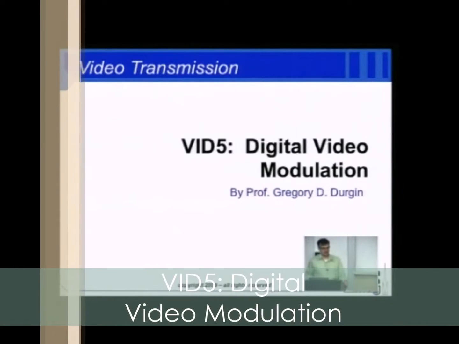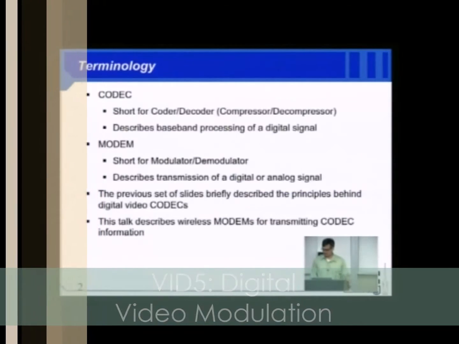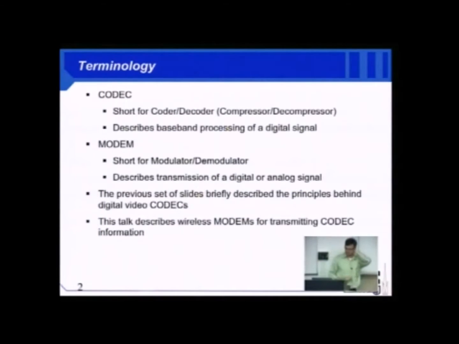Let's modulate that video signal. We were talking about the modem aspect of our signal. How do you put digital data onto a wireless carrier in a way that it is easily and reliably removed at the receiver and interpreted correctly?